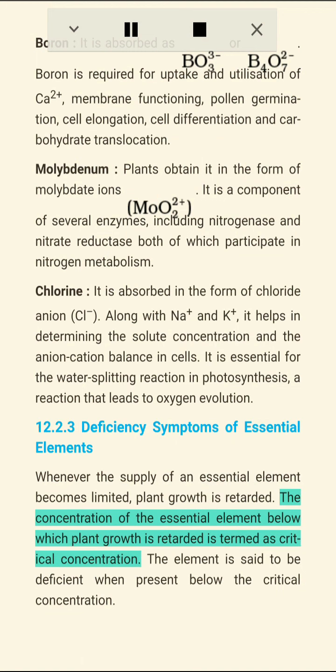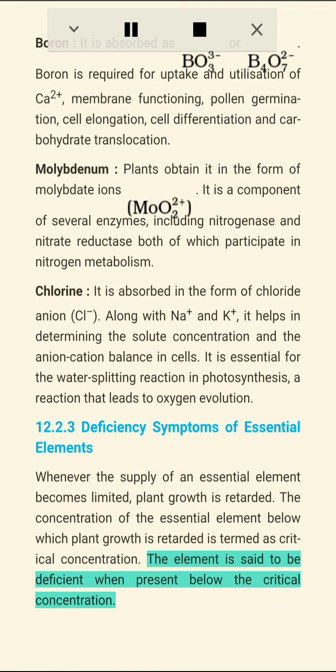12.2.3 Deficiency symptoms of essential elements. Whenever the supply of an essential element becomes limited, plant growth is retarded. The concentration of the essential element below which plant growth is retarded is termed as critical concentration. The element is said to be deficient when present below the critical concentration.